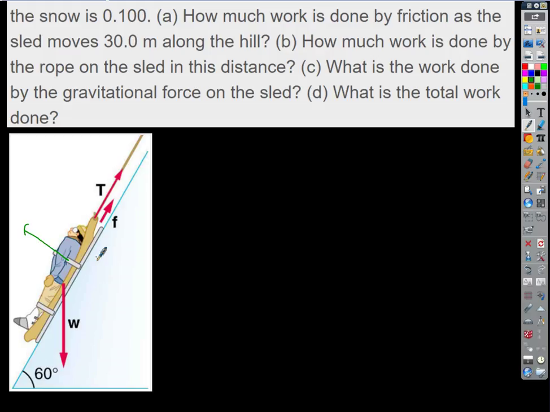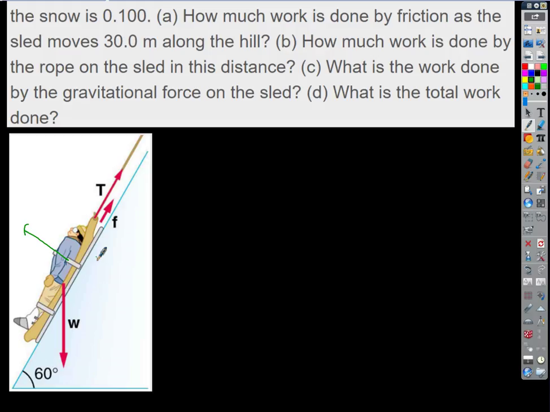Is it doing any work? No, because it's perpendicular to the displacement, right? So normal force does no work. Everybody see that? So the red forces are the forces doing work. Let's calculate the work due to each one. Let's calculate the work due to friction.